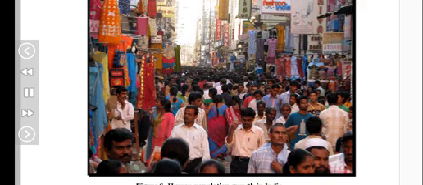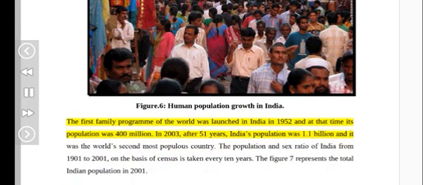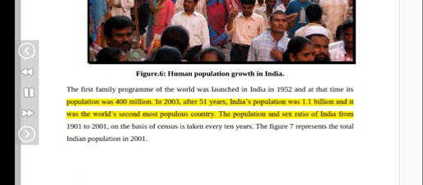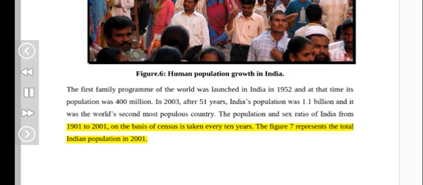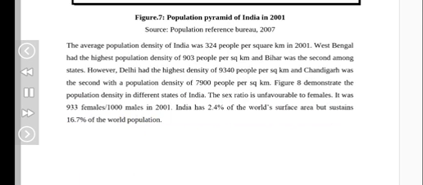The first family planning program of the world was launched in India in 1952, and at that time its population was 400 million. In 2003, after 51 years, India's population was 1.1 billion and it was the world's second most populous country. The population and sex ratio of India from 1901 to 2001 is based on the census taken every 10 years. Figure 7 represents the total Indian population in 2001. Figure 7. Population pyramid of India in 2001. Source: Population Reference Bureau, 2007.